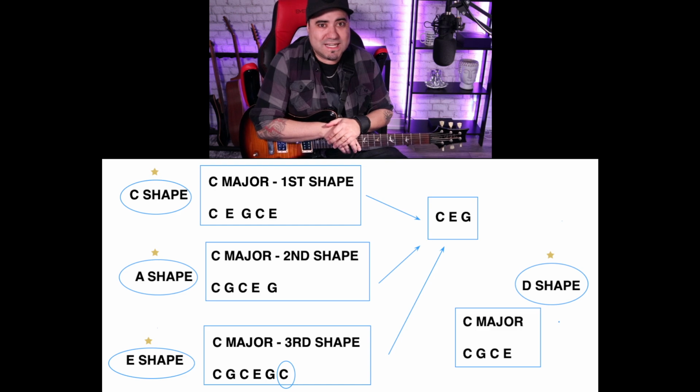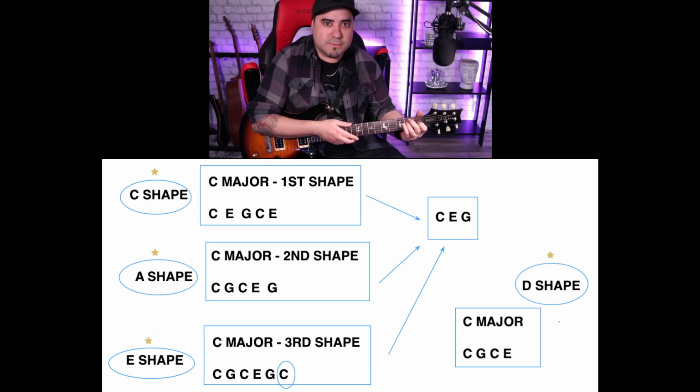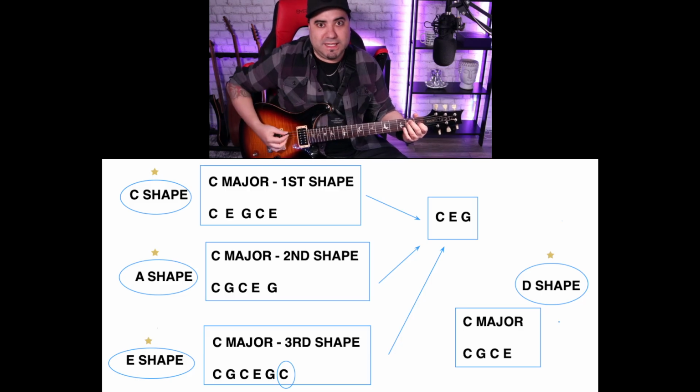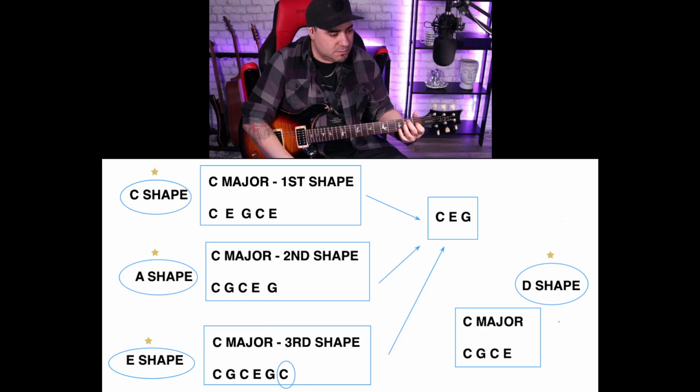Let's move on to the next shape. So that's the E shape. My mission now is to build the C major chord, find the C major chord using the E shape. How to do this? Firstly, you have to play the E major chord. Right? Okay, I found my E major chord.